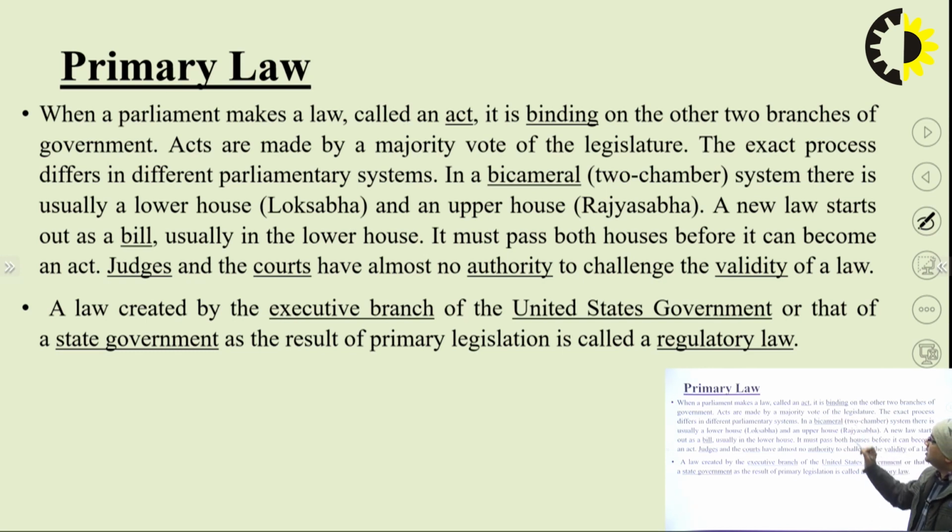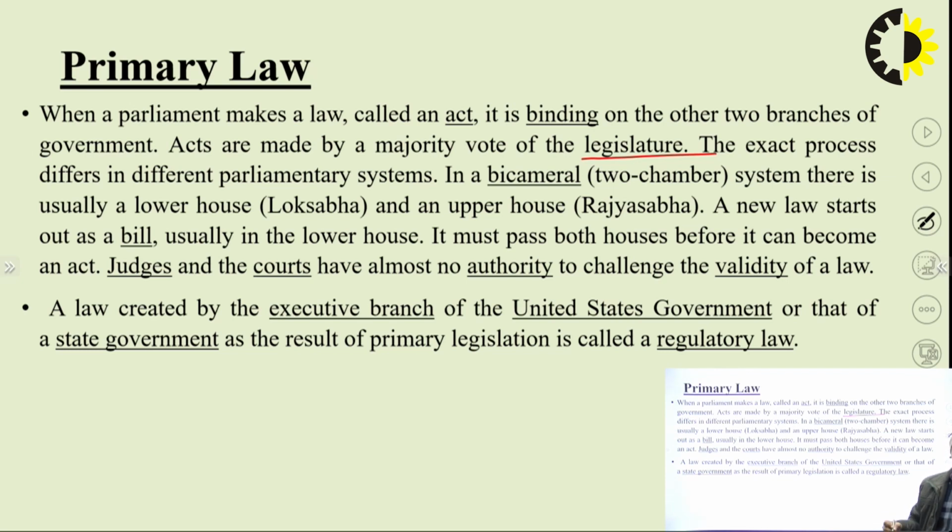So here primary law: when a parliament makes a law, called an act, it is binding. Acts are made by a majority vote of the legislature, and the exact process differs in different parliamentary systems. And in a bicameral system like in our country, there is usually a lower house and an upper house, and a new law starts out as a bill, usually in the lower house, and it must pass both houses before it can become an act.